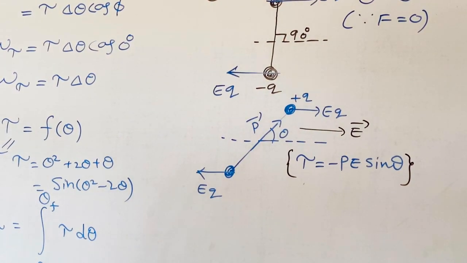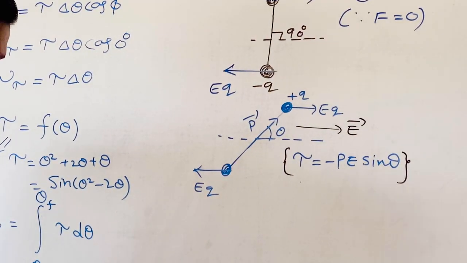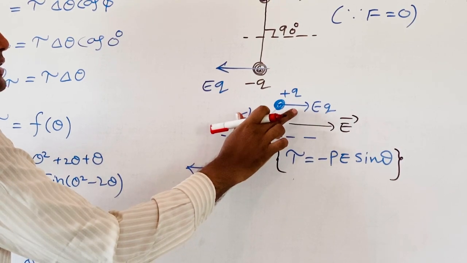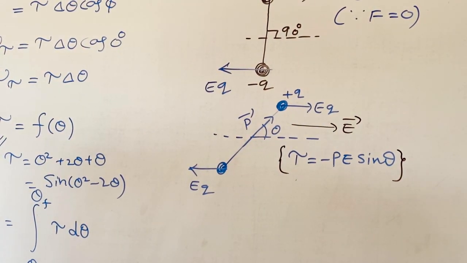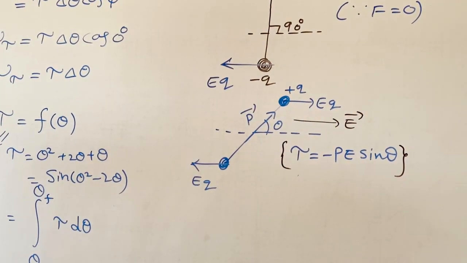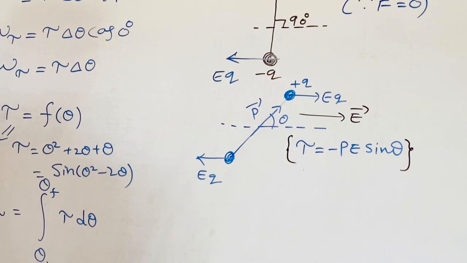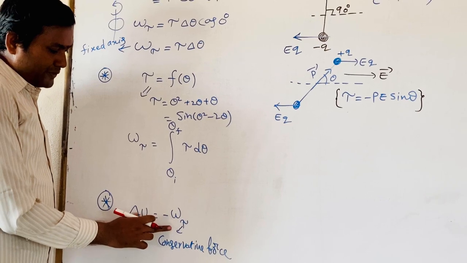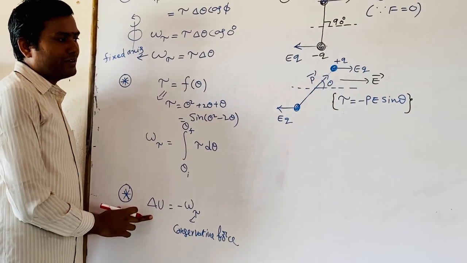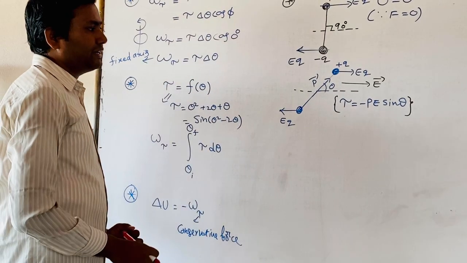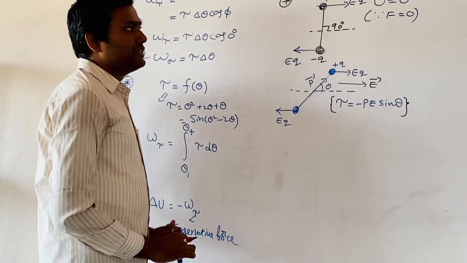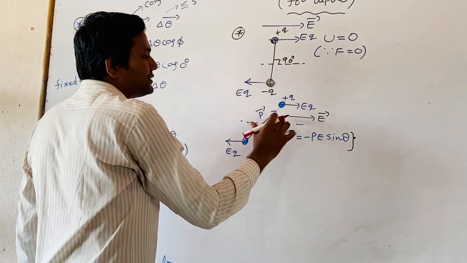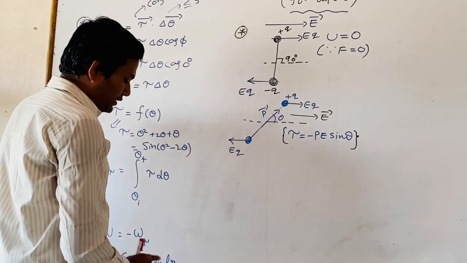Now let us try to evaluate the work done by the torque acting on this dipole due to the presence of what force? Electrostatic force. The work done by this torque is responsible for what type of potential energy? Electrostatic potential energy. That's why we can use this expression to calculate the change in potential energy when the dipole changes its orientation from 90 degrees to theta. Now how can we calculate it? We are using this formula.